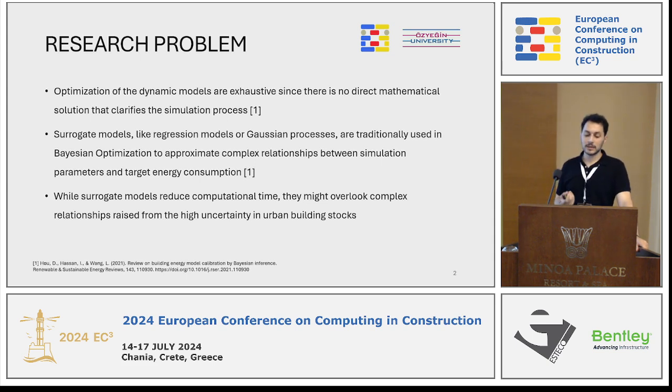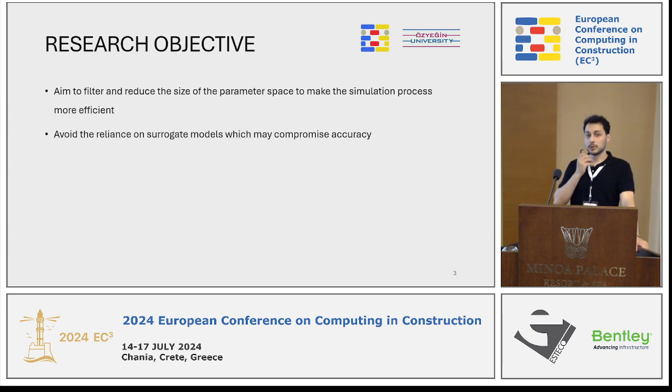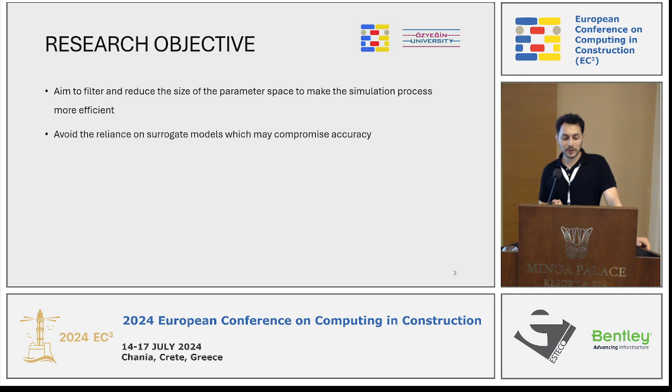So to deal with the black box nature of the simulation process, surrogate models are highly utilized in the sense of Bayesian optimization. These surrogate models are very common tools to imitate and replace the dynamic simulation while reducing the computational time. However, they might ignore the complex interaction raised from the high uncertainty in the urban building stocks. So therefore, to provide a solution for this, we propose an optimization approach that reduces the computational time while avoiding the reliance on a surrogate model.